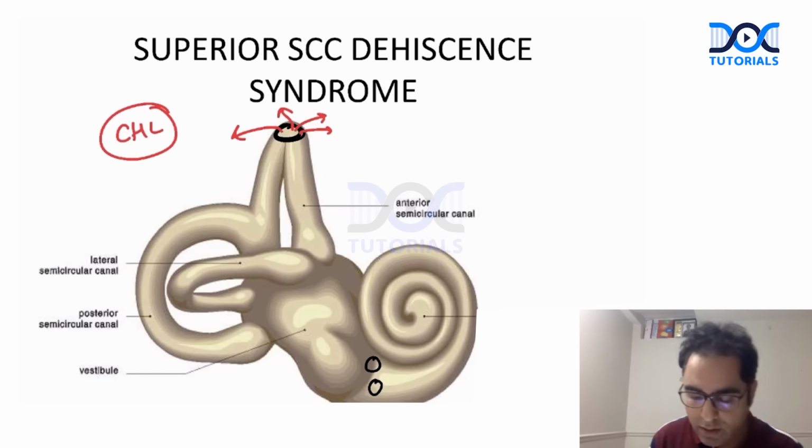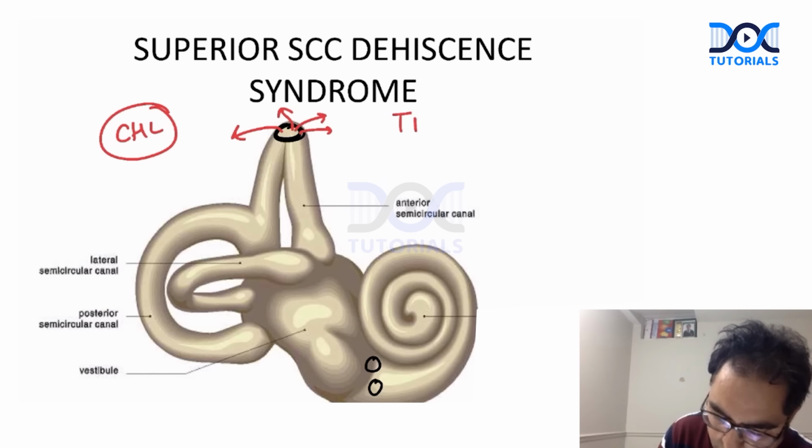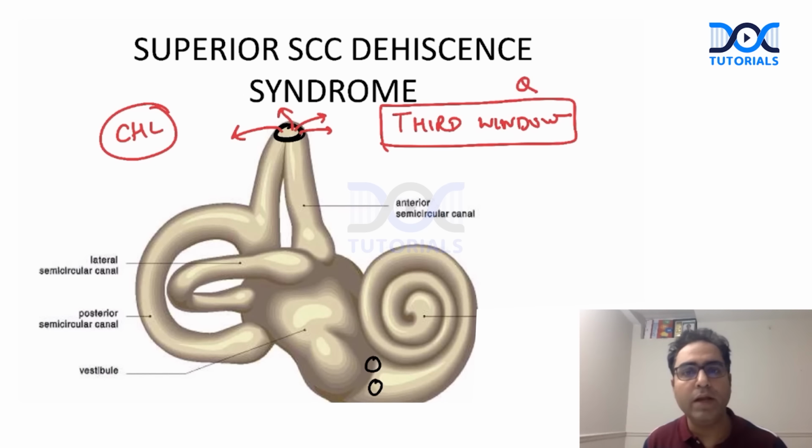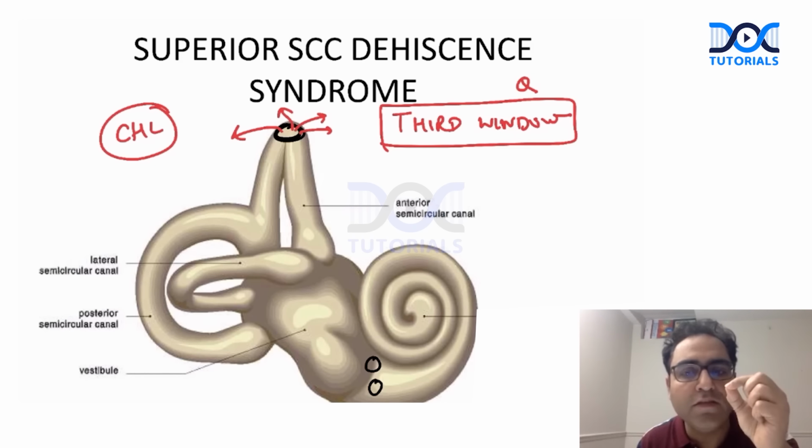Now, this is called the third window phenomenon. Very famous question, third window phenomenon. Don't forget this word. Third window phenomenon is a feature of superior semicircular canal dehiscence syndrome. What do you mean by third window phenomenon? The patient suffers conductive hearing loss due to leakage of sound energy from this dehiscence.